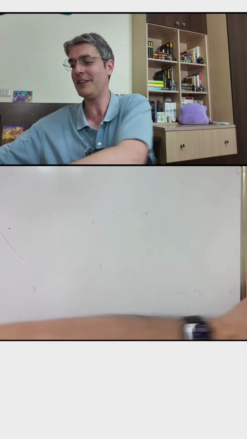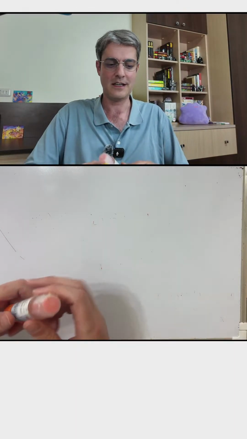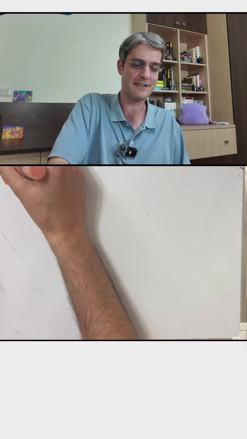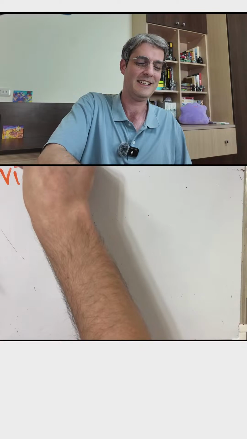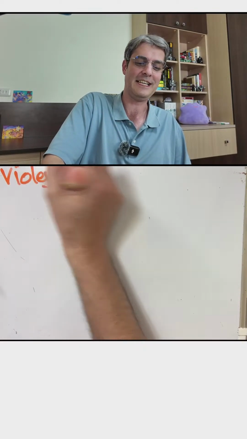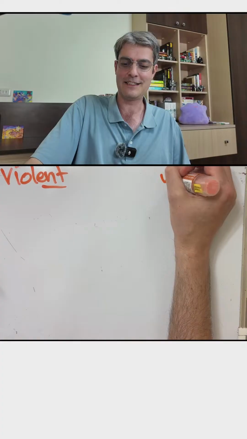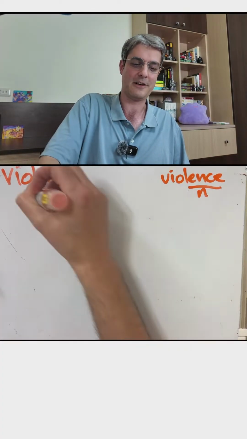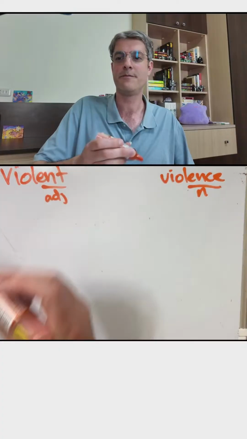All right, let me clean it up a little here. And then our next two, all right, more of our B2 level stuff. We got violent. All right, our ENT, and violence. All right, that is our noun. So we got our adjective and our noun here.